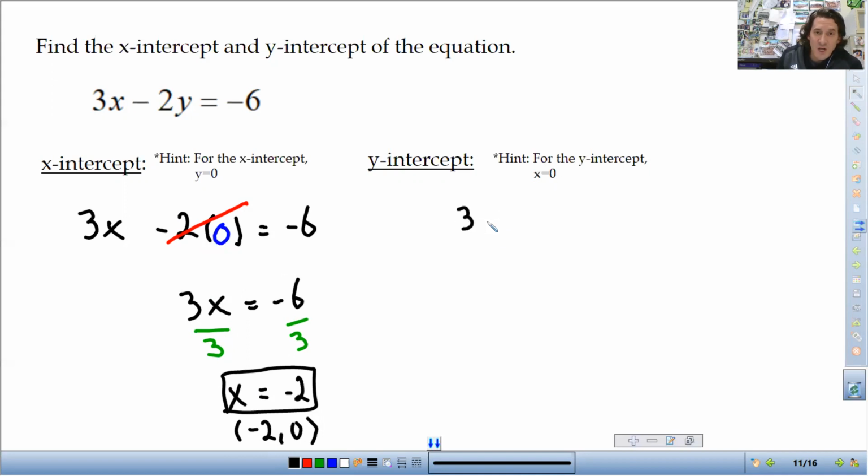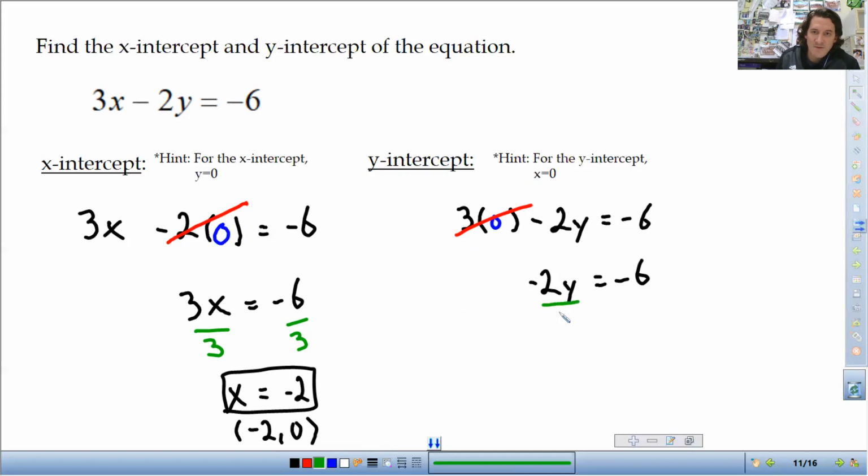I'm just going to change the x to be 0. So it's going to be 3 times x, and x is 0, minus 2y is equal to -6. So 3 times 0 is 0, so I can just cross that out, and I just have -2y is equal to -6.